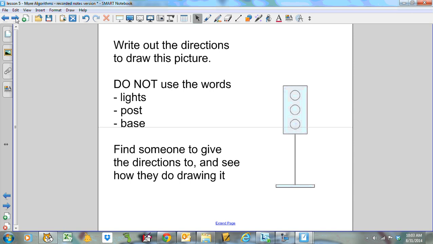So I'd like you to write out the directions to draw this picture. You're not allowed to use the words lights, post, or base. You'll have to use words like circles and rectangles and lines and stuff like that. I'd like you to find someone to give the directions to and see how they do drawing it. So write the directions out on a piece of paper or type them out and hand them to someone and see how they do, see if they can replicate or duplicate this particular drawing.